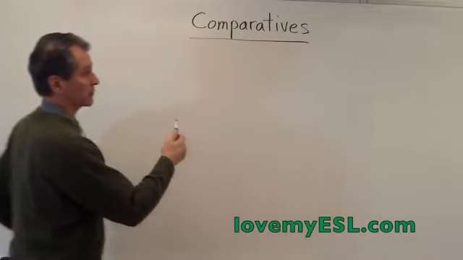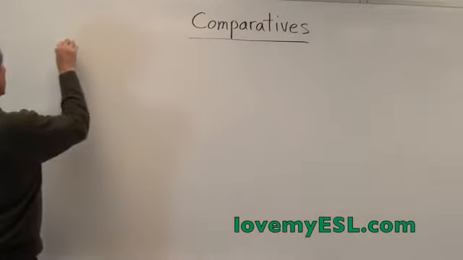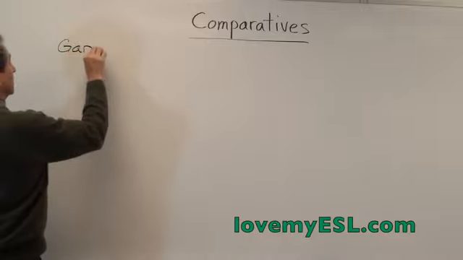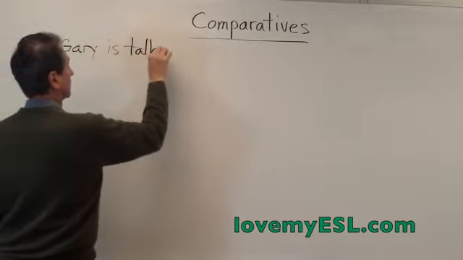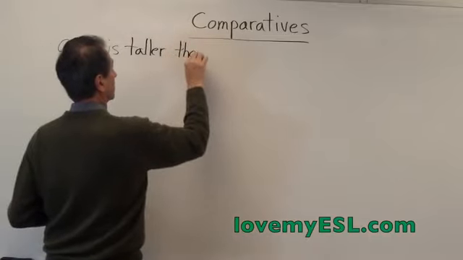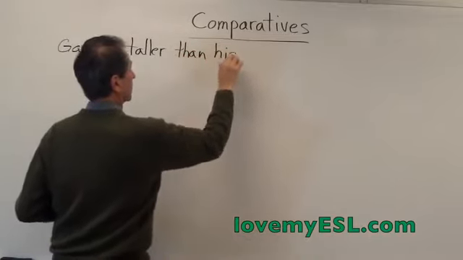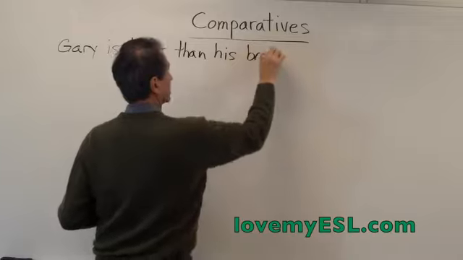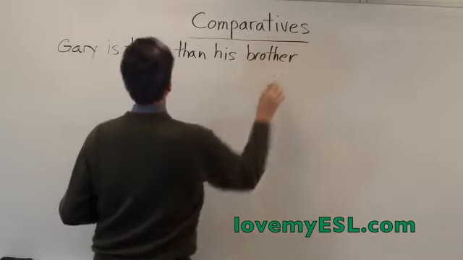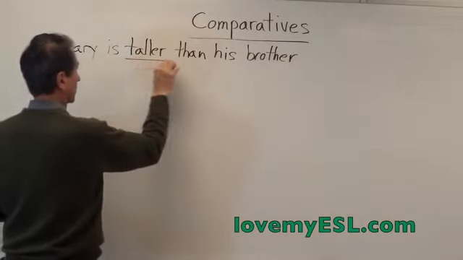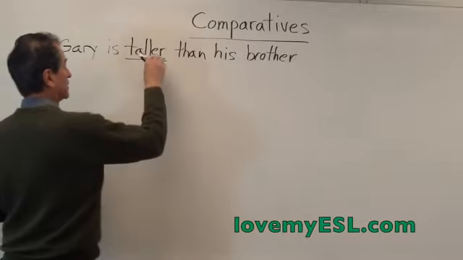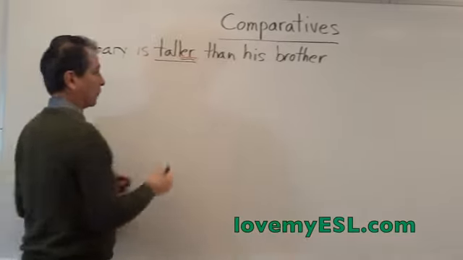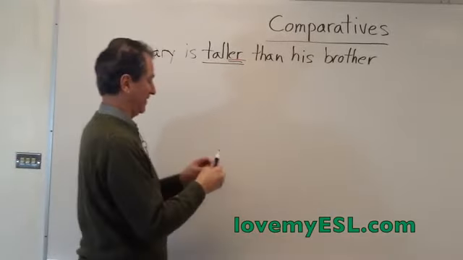Let me give you some examples here. Gary is taller than his brother. Gary is taller than his brother. Taller, T-A-L-L-E-R. So you put the ER on the end there, that tells you that he's taller than his brother. I don't know why, maybe he drinks more milk.